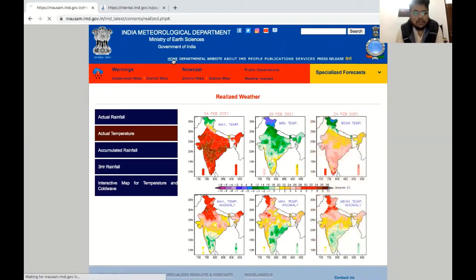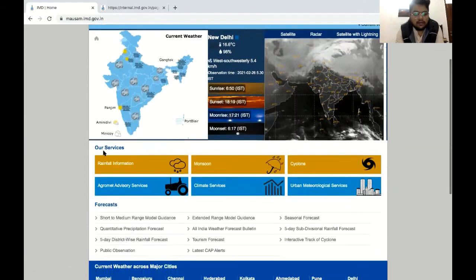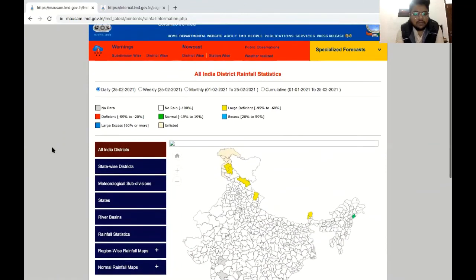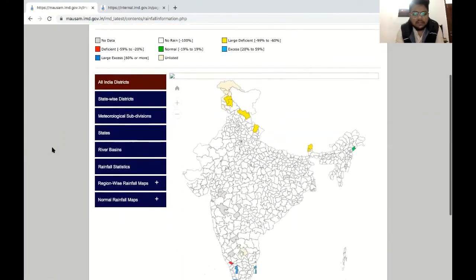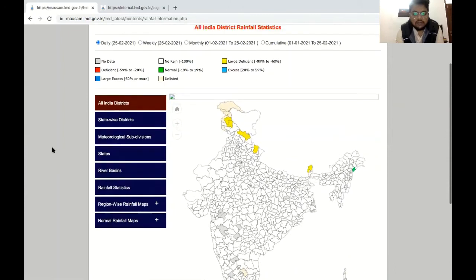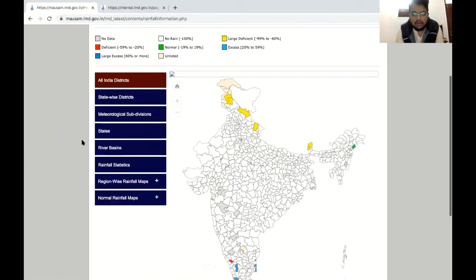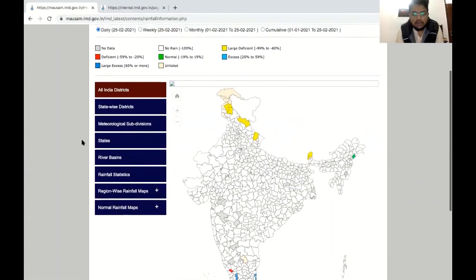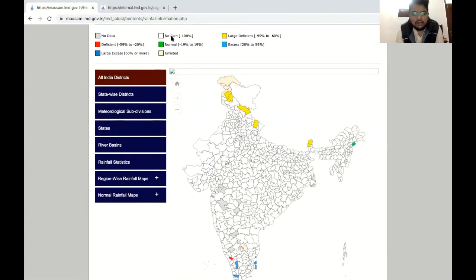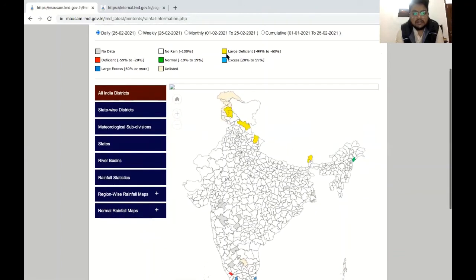We'll go back to the home page, and we'll go to rainfall information. So rainfall information can be viewed in two ways. The first is the map format, which you can see on your screen right now. So this is the daily map. So this is the map for 25th of February. So there's not been a lot of rainfall at all. So it's either no rainfall, no data, or large deficient. That is, there has been some rainfall, but that is very, very less. So these indices are very important to read rainfall data.